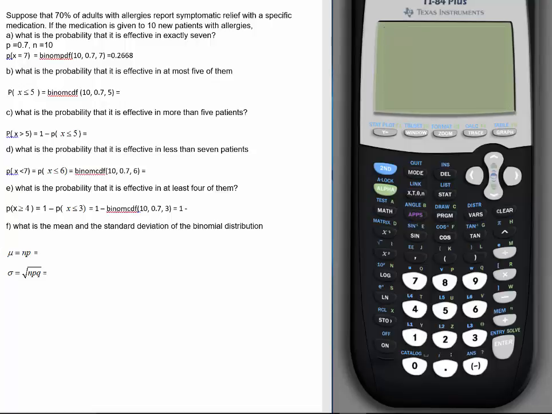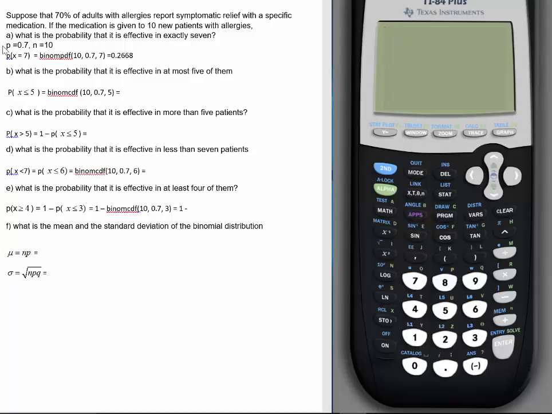Suppose that 70% of adults with allergies report symptomatic relief with a specific medication. If the medication is given to 10 new patients with allergies, what is the probability that it is effective in exactly 7? Before you do any binomial problem, first of all you have to state the value of P, which is a probability of success. In this case it is 70%. Usually the percentage is a probability of success. And then the number of trials, which is patients here, so N is 10.